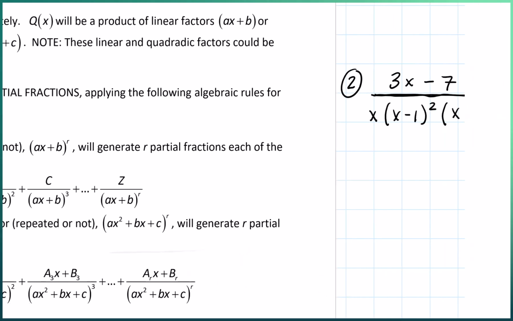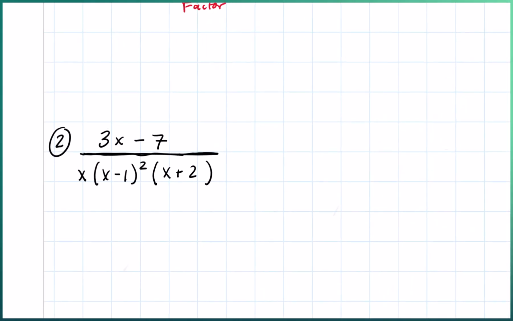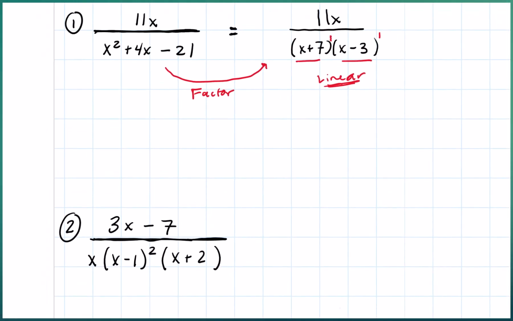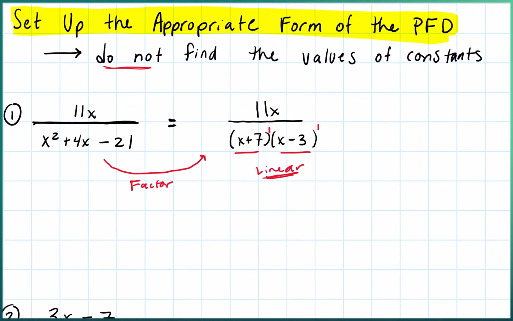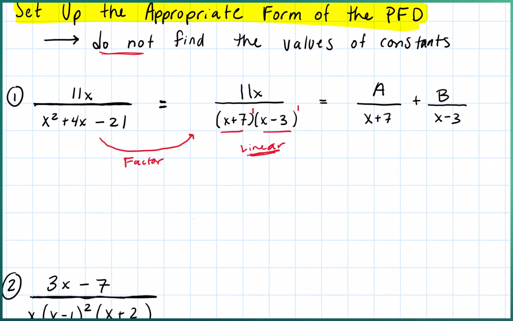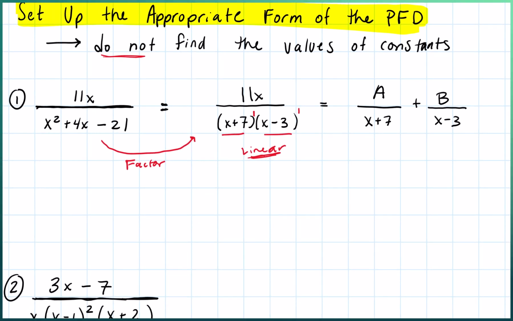Okay, so let's head back over. Notice on the next example, we will have one repeated. So here we have two linear factors. Each of them will create a partial fraction. So this will be equal to a, we'll use a as our constant, over x plus 7, plus, and then I'm going to use b because it's a different constant, over x minus 3. And that is how that rational function will break down into partial fractions.